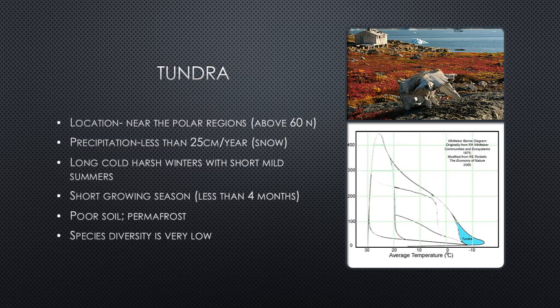So again, that determines what kind of plants can be present. And they have nutrient-poor soil. And in this region, they have permafrost, so a lot of the soil that they do have is completely frozen year-round. So the species diversity is very low. And if you remember when we talked about species diversity, that means if there's a major catastrophe, these tundra areas have a hard time actually recovering from those catastrophes.